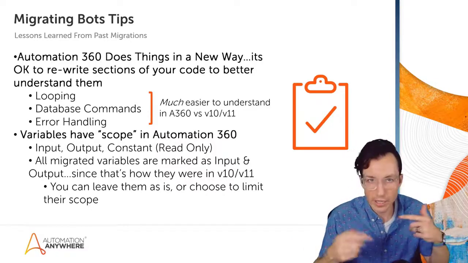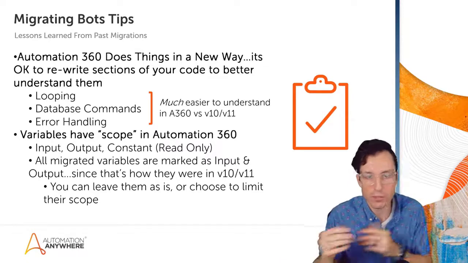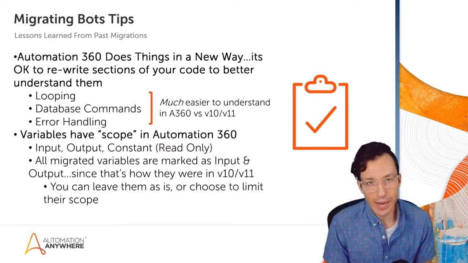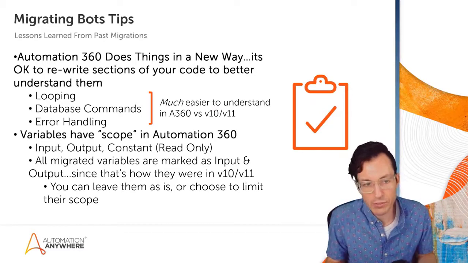Pay close attention to that scope. Know whether this needs to be an input, an output, or neither, right? Some of your variables may not need to actually be an input or an output, right? They're just going to be used by this bot, and that's fine.